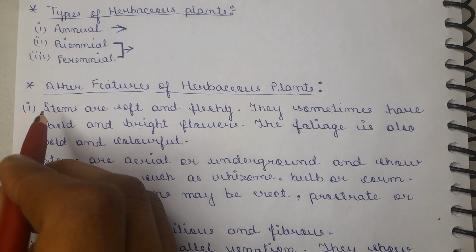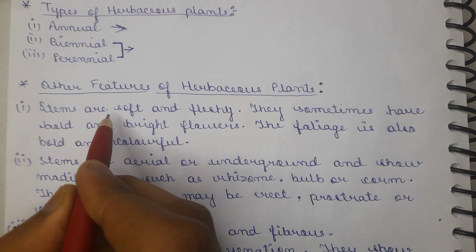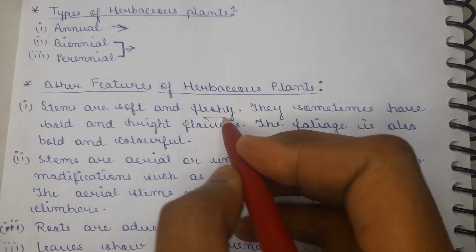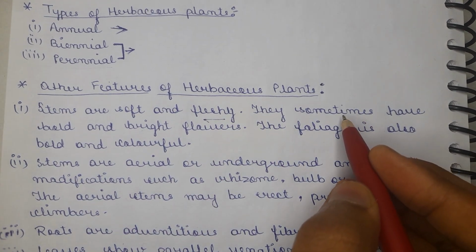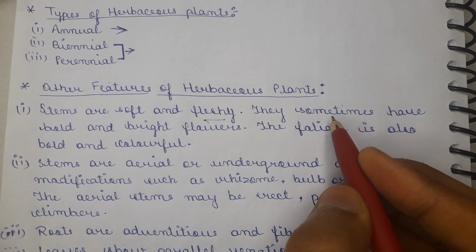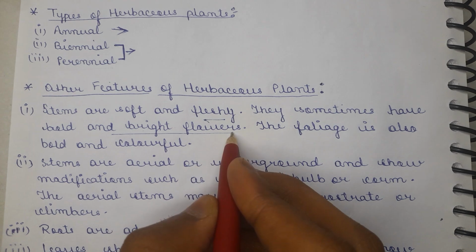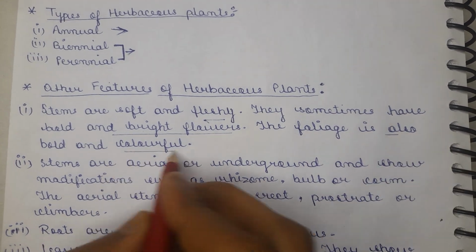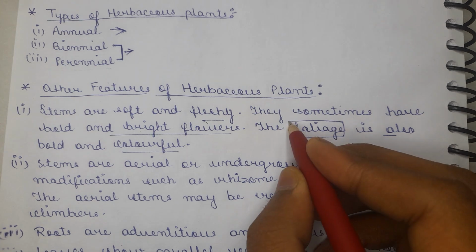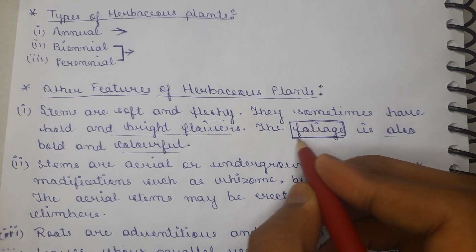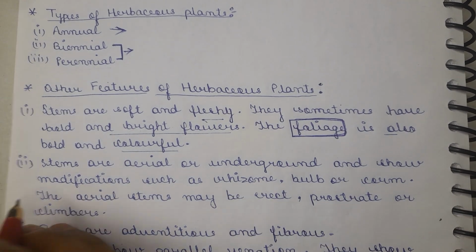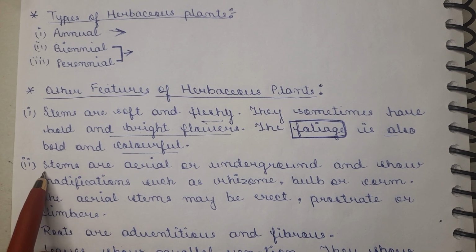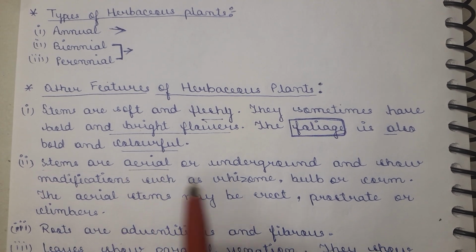Now the first one says that the stems of the herbaceous plants are basically soft and fleshy, and many herbaceous plants are characterized by bold and bright flowers, and the foliage is also bold and colorful. This foliage is basically the collection of leaves. Okay, now the second feature of these herbaceous plants is that their stems are basically in the aerial region or sometimes in underground.